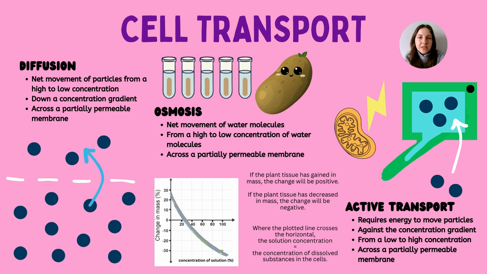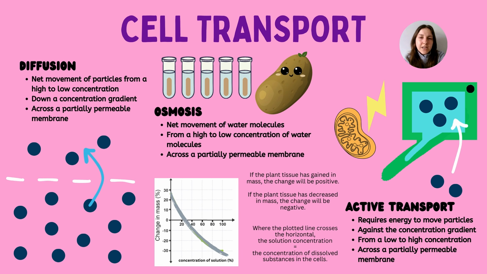Diffusion is a passive process that is essentially defined as the net movement of particles from a high to low concentration, down a concentration gradient, and across a partially permeable membrane. Often substances that undergo diffusion include glucose and different gases like carbon dioxide and also oxygen.